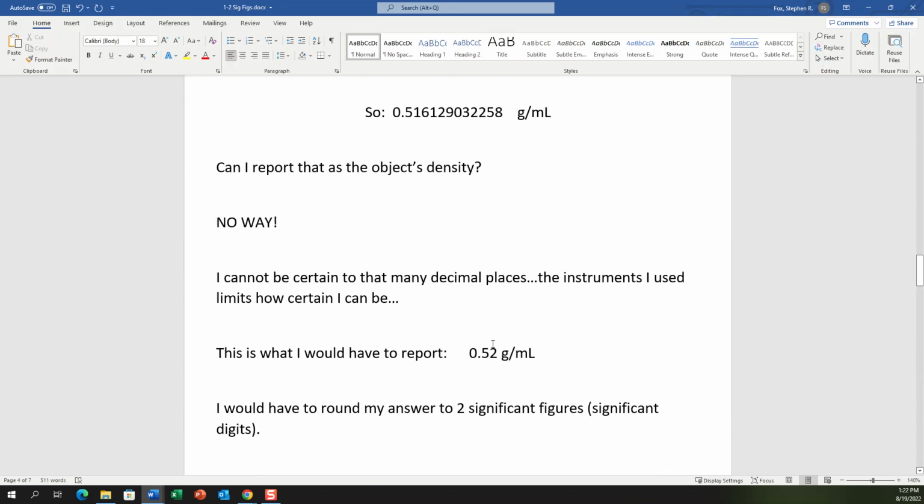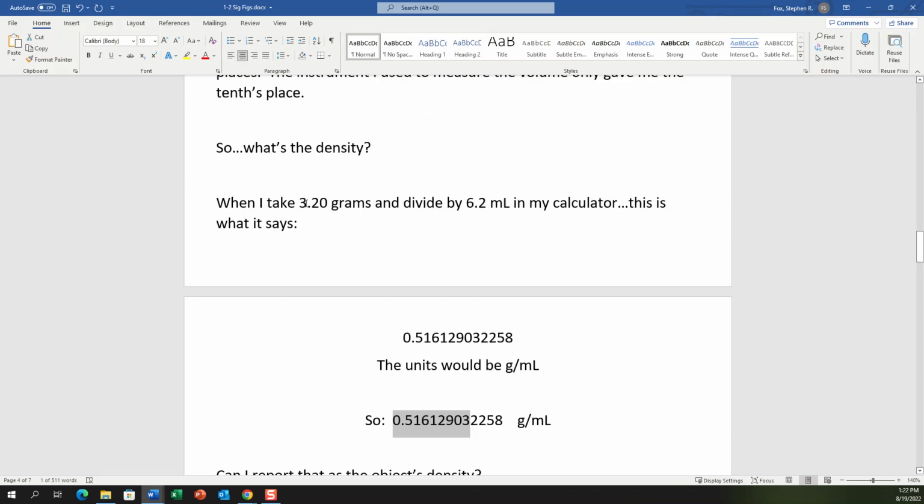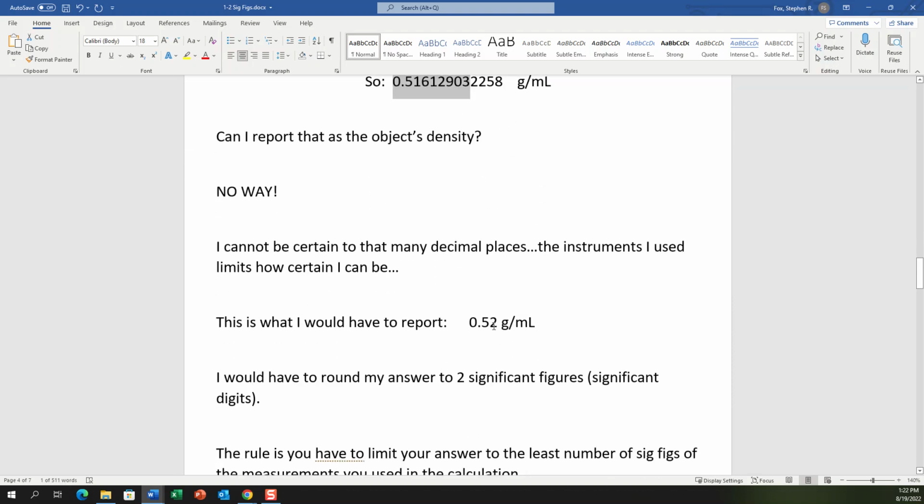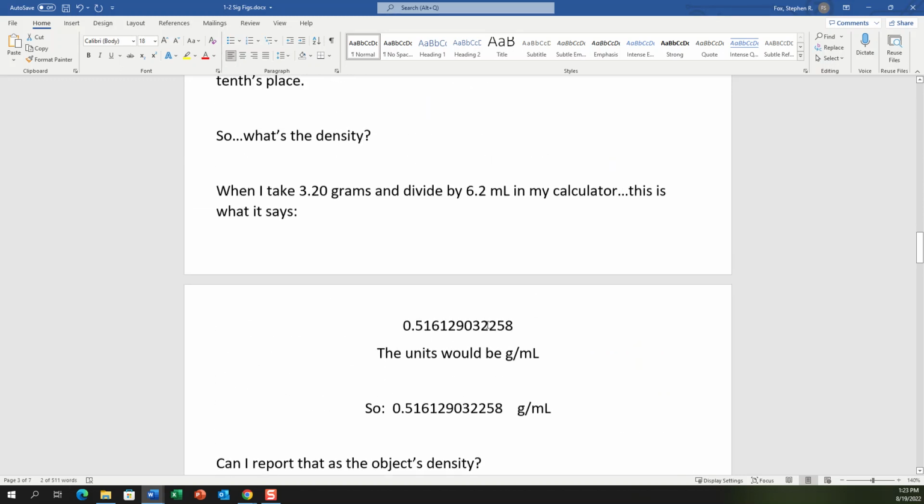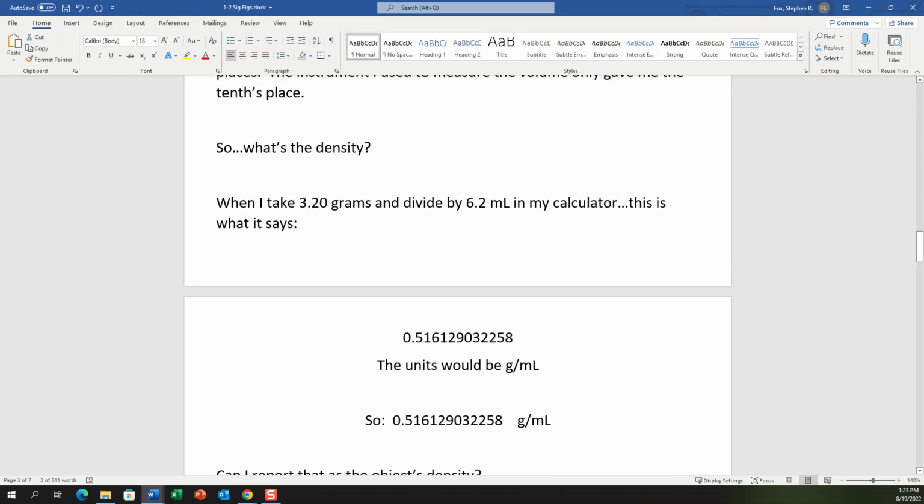So what do I have to report? This is what I would have to round my answer to. That's what my calculator says, but based on the measurements I used, I'd have to say 0.52 grams per milliliter. The reason is that this answer has what we call two significant figures. Whereas if we go up here, the measurements I used to get that answer, this number has 3 sig figs, this number has 2.